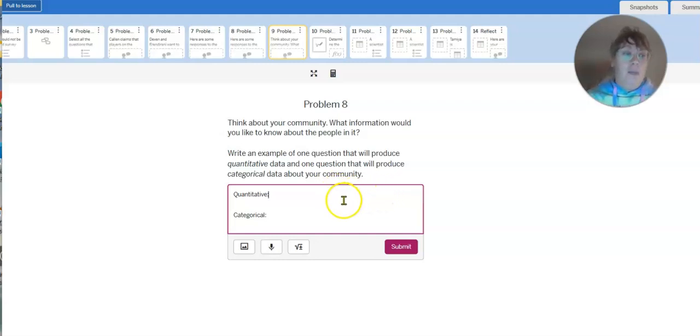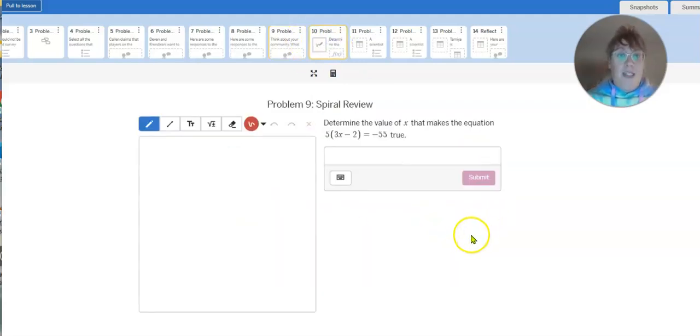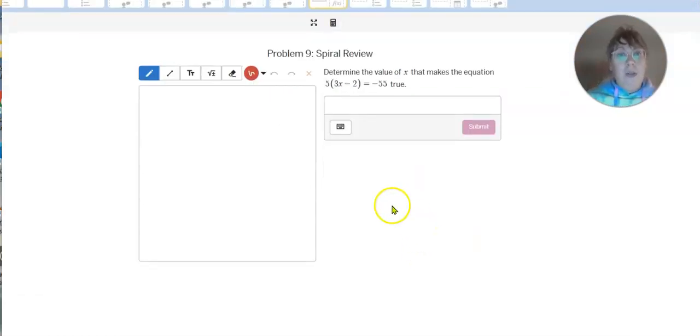Or something that's going to give a quantitative answer. And categorical, maybe, what's your favorite place to go in the community, or something that's going to give a category. What's your favorite local grocery store, right? Thinking of a category response there. And then push ahead to the next slide. We're going to look at some spiral review.